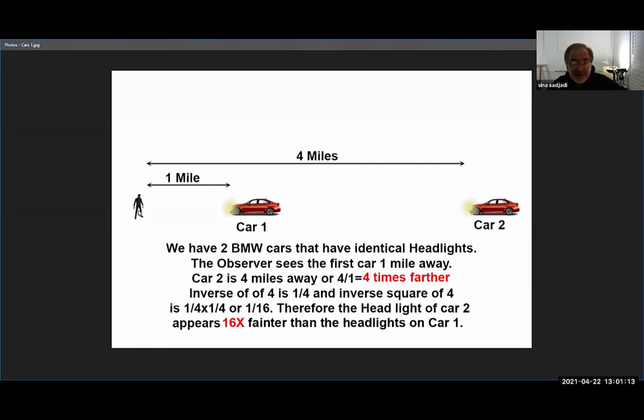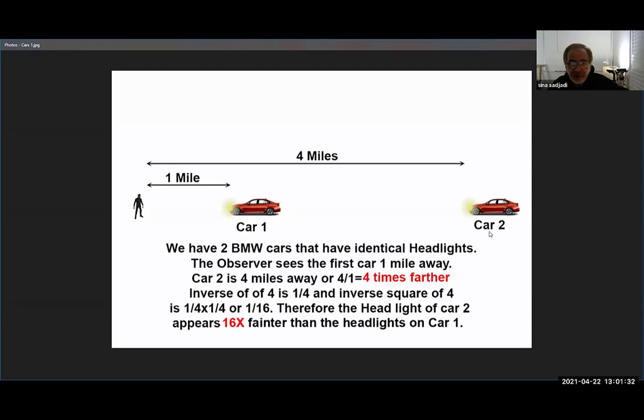So this is the observer, right? The observer is looking at these BMWs. This BMW is car number 1, 1 mile away. Now, they're identical BMWs, same headlights, same everything. Now, this second BMW is 4 miles away.